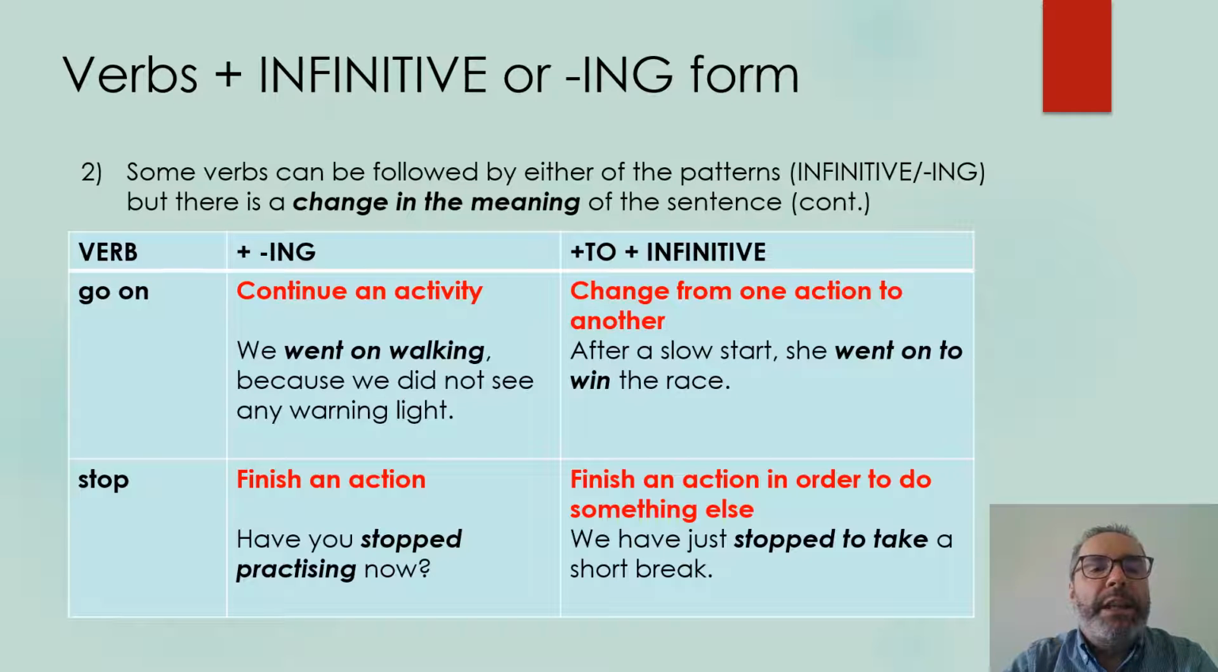Another verb that changes in meaning is go on. Followed by ing, it means to continue an activity. We went on walking because we did not see any warning light. Whereas when followed by to plus infinitive, it means to change from one action to another. After a slow start, she went on to win the race.